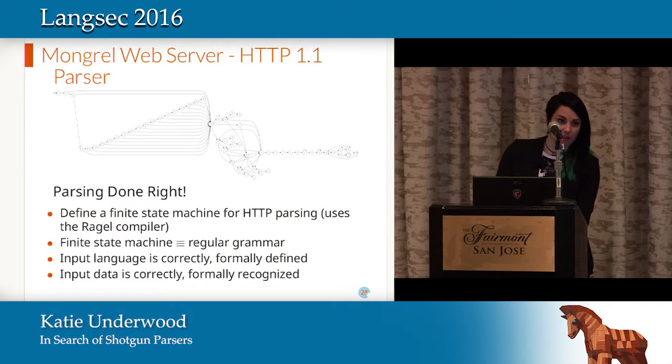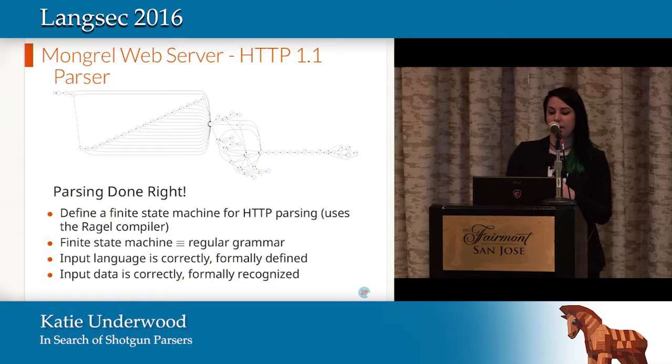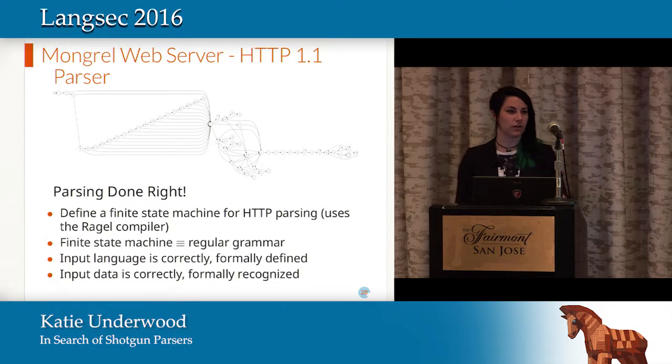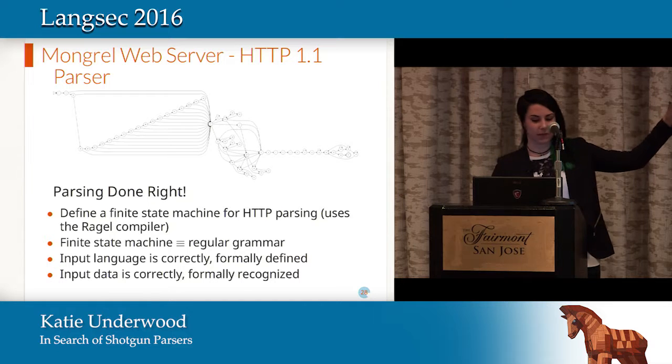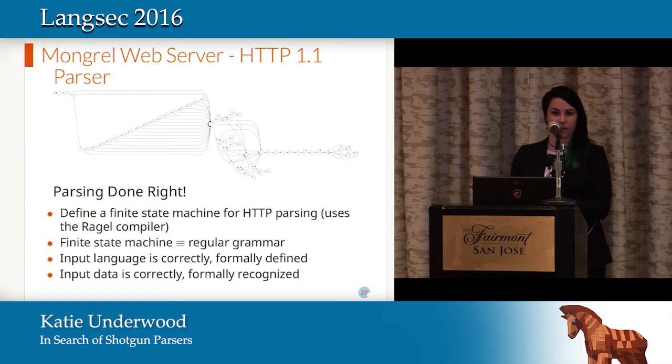And now, finally, lest you think everything is terrible, I'd like to show you a good practice example of a case where parsing was actually done correctly. And this is the HTTP request parser in the Mongrel web server. So you'll see here from this beautiful state transition diagram that what they actually did in this parser was to define a finite state machine using the Ragel compiler. And of course, you'll recall that finite state machines are fully equivalent to regular grammars.